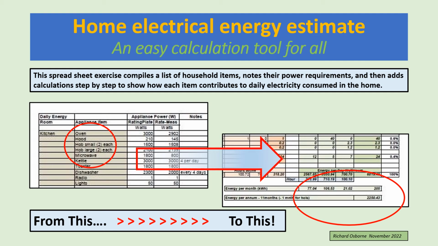This spreadsheet exercise compiles a list of your household items. It notes their power requirements, how to work them out, and then adds calculations step by step to show how each item contributes to your daily electricity consumed in the home.